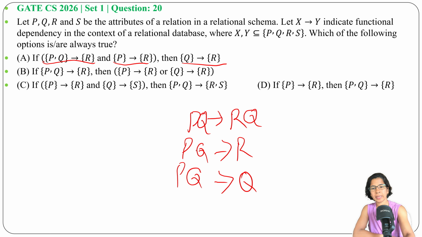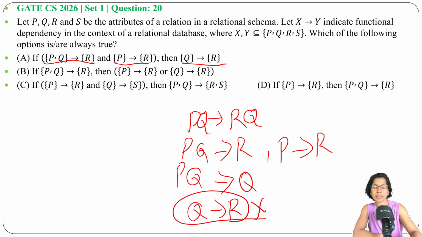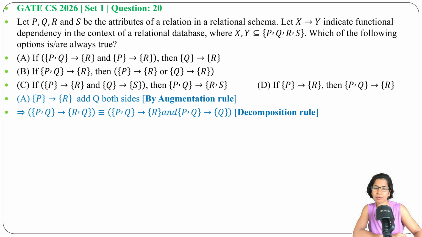We have PQ implies R and P implies R. That doesn't mean Q implies R. There are no rules to prove Q implies R. Hence, this is false. So we found option A is false.